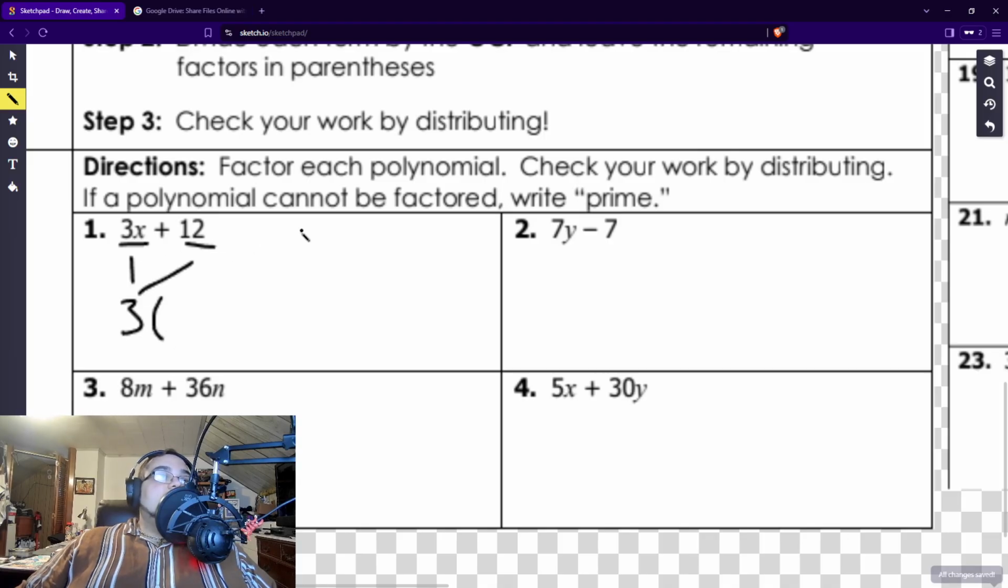So now I have 3x divided by 3. 3x divided by 3 is just going to be an x. 12 divided by 3, that's 4. And done.